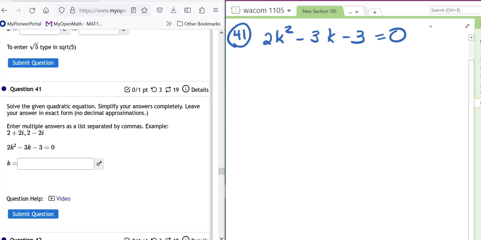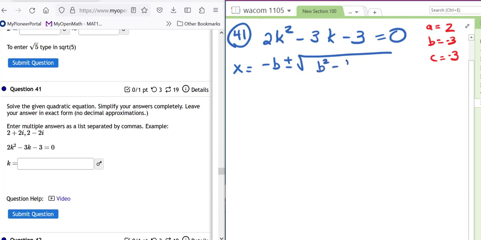All right, so if you're going to use quadratic formula, you pick off your coefficients. So my A is 2, my B is negative 3, and my C is negative 3. You need to make sure that you know this formula. X is equal to negative b plus or minus the square root of b squared minus 4ac, whole thing over 2a. And then we plug in to this formula.